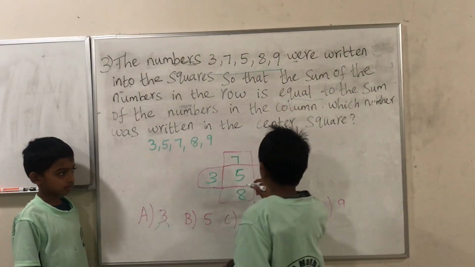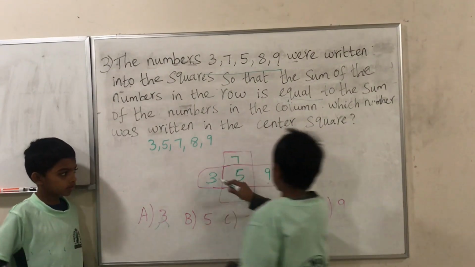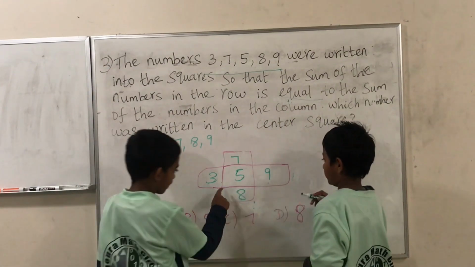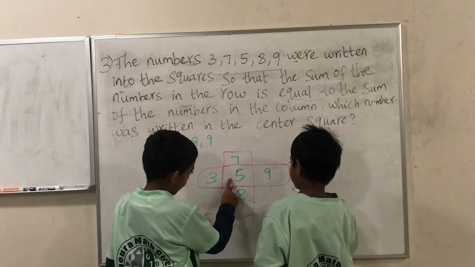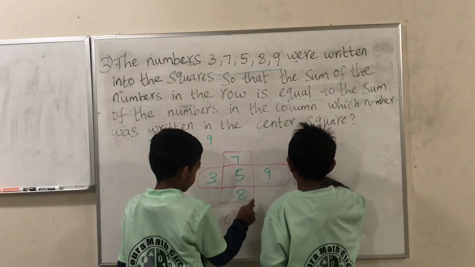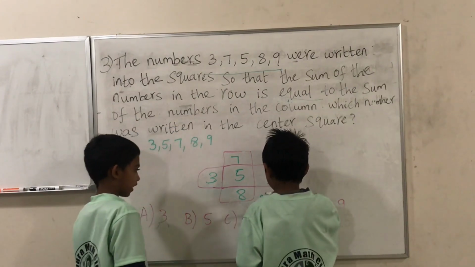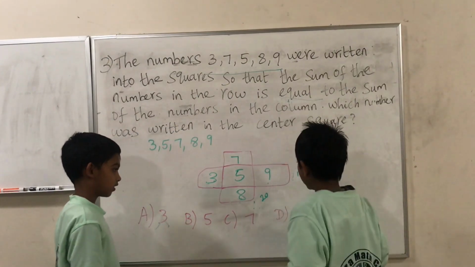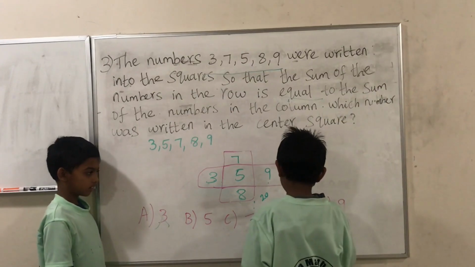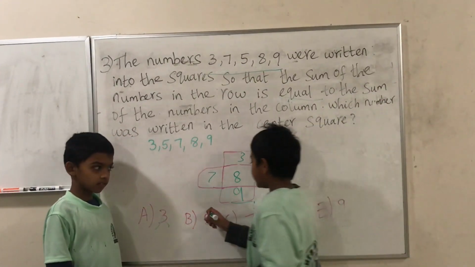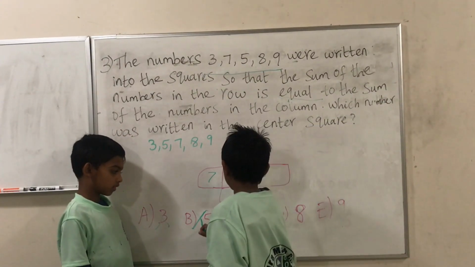So let's try with 5. What's the sum? Let's add together. 3 plus 5, 8 plus 9, 17. 7 plus 5, 12 plus 8, 20. That doesn't work. So 5 doesn't work. You can try with all the numbers at home.